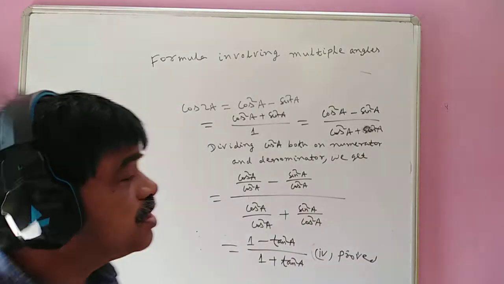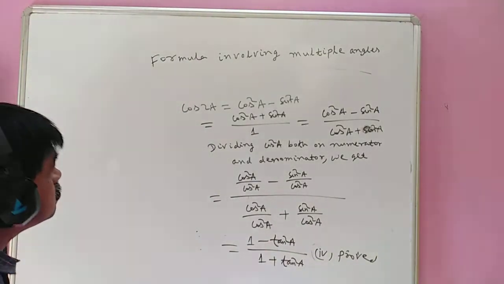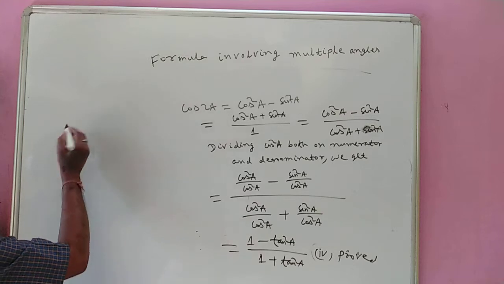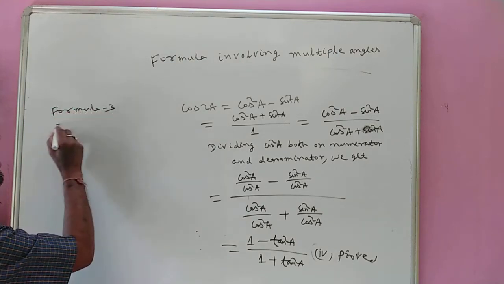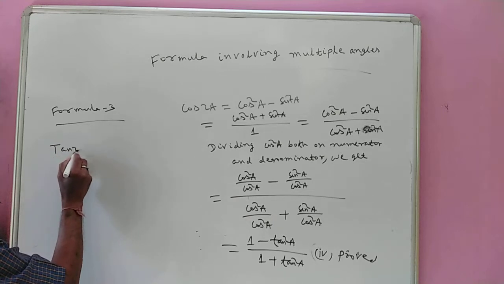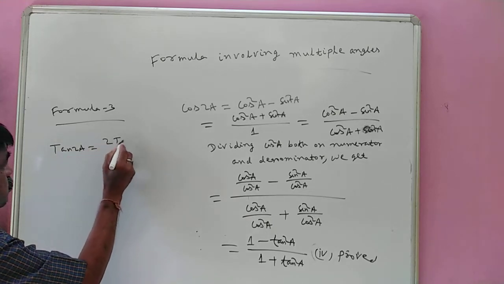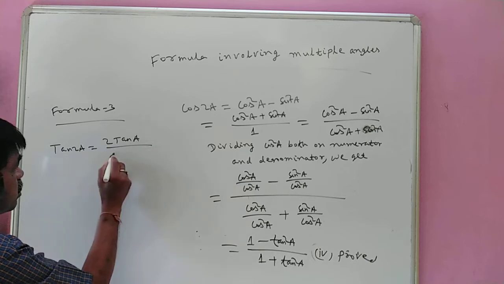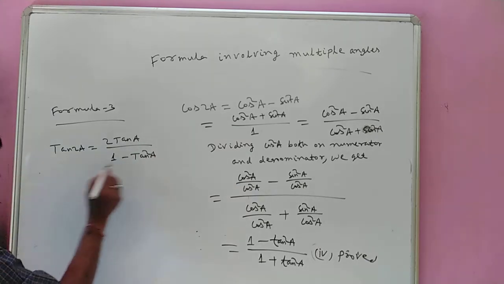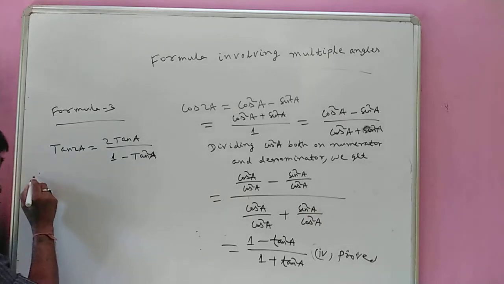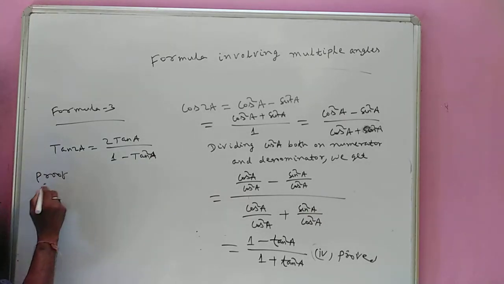Now the formula for cos 2A is over. Let us discuss the formula for tan 2A. This is formula 3. So tan 2A is equal to 2 tan A divided by 1 minus tan square A. Let us prove it.